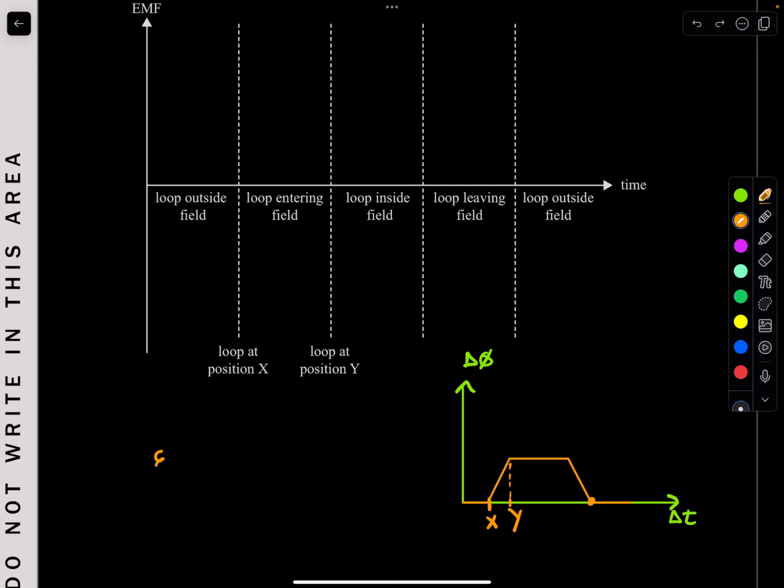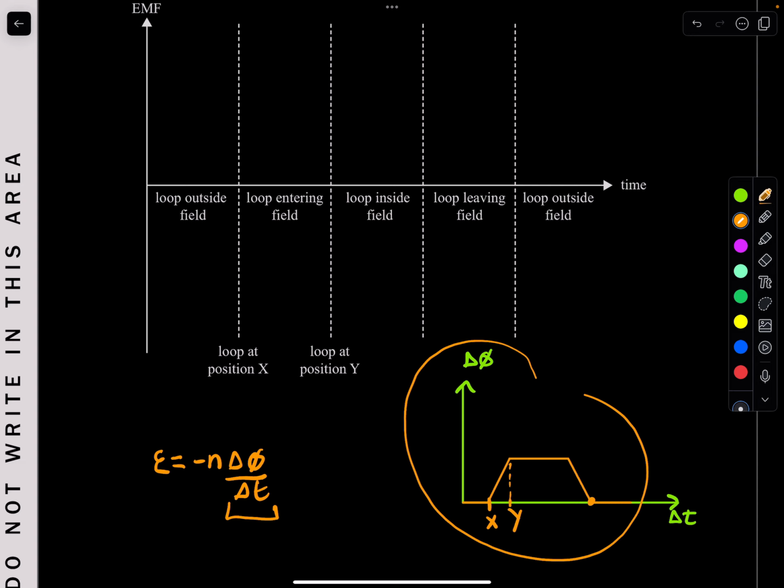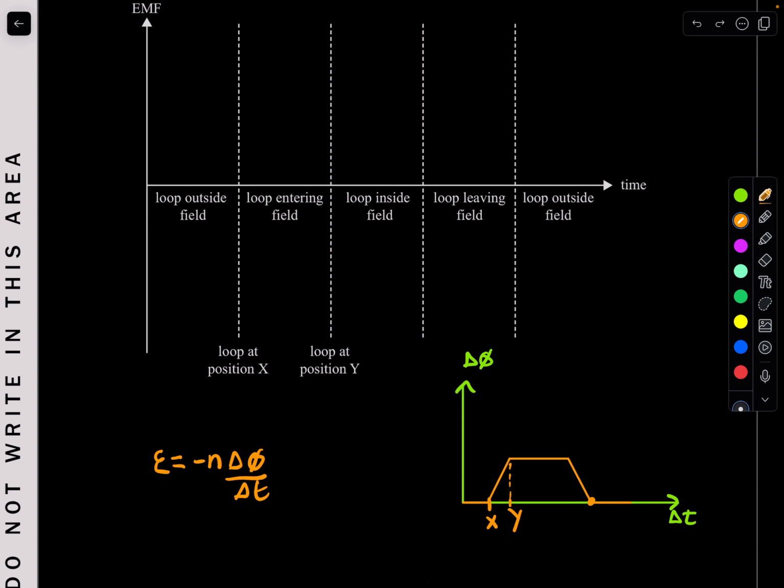Remember that the formula, your EMF is just negative N change of flux over change in time. Your change in flux over time is the derivative. This part here just means the derivative of this graph. So think of it like, if you do methods, it's talking about the gradient. This here is the gradient.